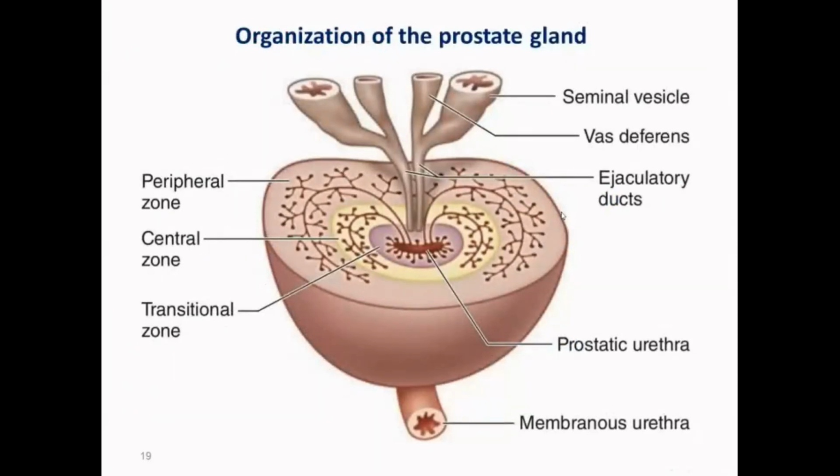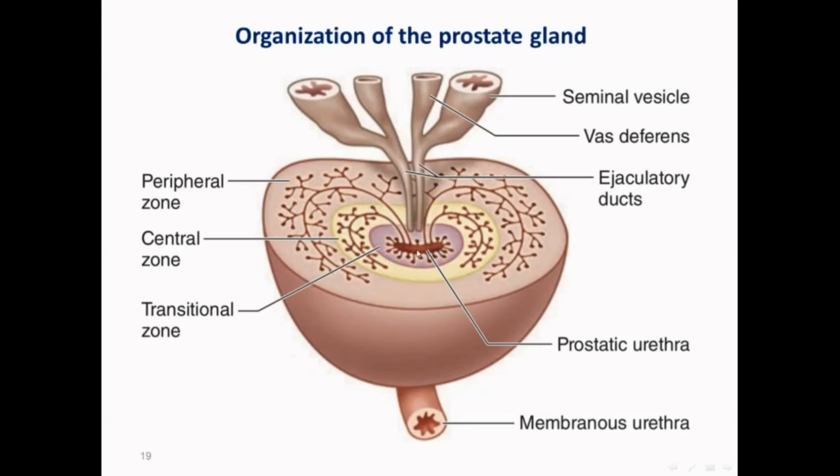The prostate gland is divided into an average of about 40 tubulo-acinar glands. These are the acini, or tubulo-acinar structures. The glands are linked or connected together by these ducts, and they lie within a dense fibromuscular stroma. The ducts from all these glands are linked together until they open into the prostatic urethra here.